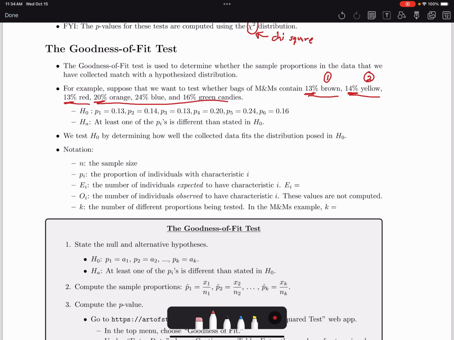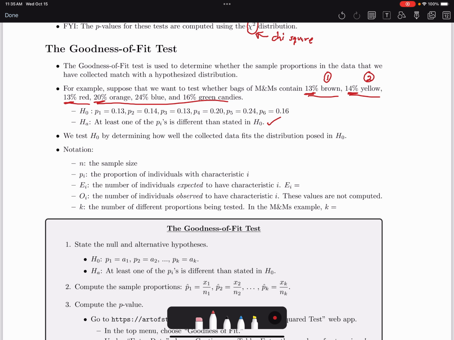There are so many different ways that H null could fail to be true that we just can't write them all down. Well, we could, but it would take a long time. So it's better to just write it out in words, right? So in words, we'll just say at least one of the P sub I's is different than stated in the null. Or in other words, at least one of the proportions is different than the null hypothesis claims.